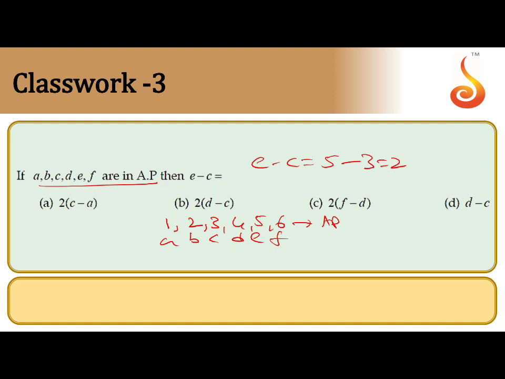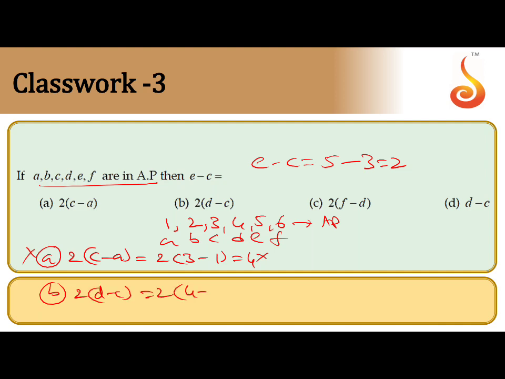We check the options also by substituting the values of a, b, c, d, e, f in the options. That is called the verification method. 2 into c minus a: 2 into c is 3, minus 1, that gives 4. This is ruled out because we want 2, here we got 4. So this is wrong. Then 2 into d minus c: 2 into d value, what? 4, minus c, 3. So that means 2 into 1, 2.